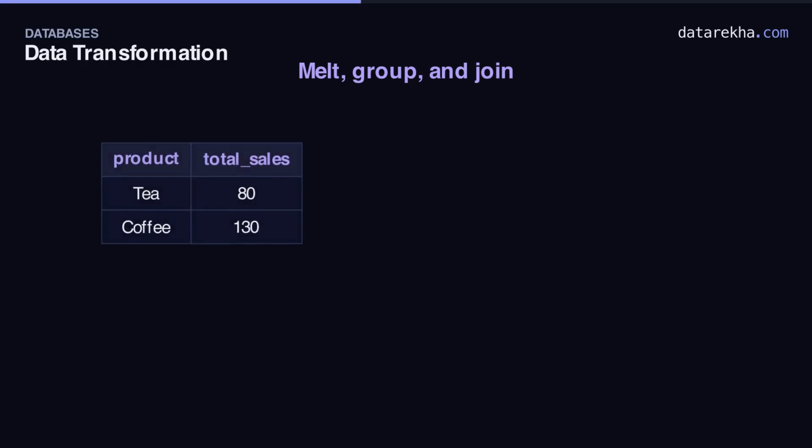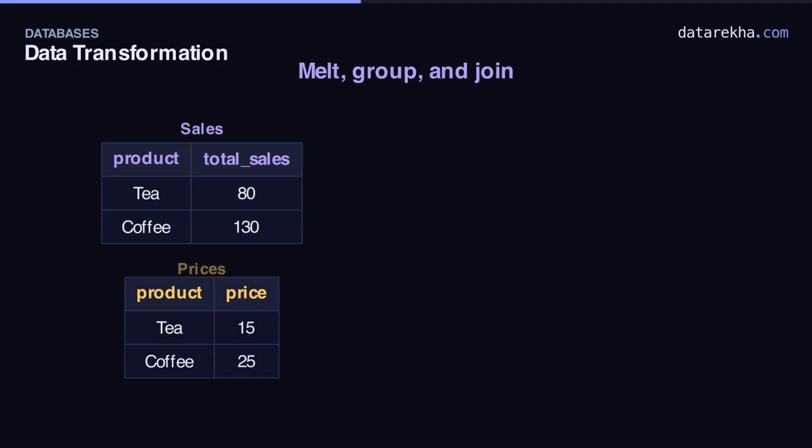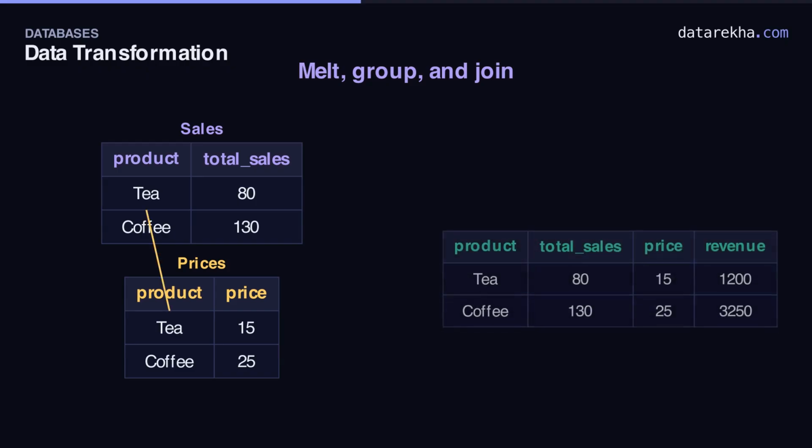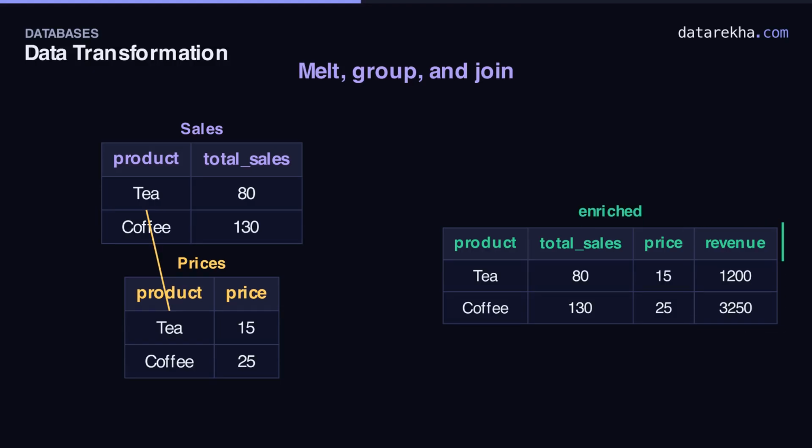Last reshape. Joining, or enriching. Often the column you need lives in another table. Here our grouped sales sit above a separate prices table, both keyed by product. A join brings a column across on the shared key. Matching on product, tea's price 15 joins onto tea's sales, coffee's 25 onto coffee's.